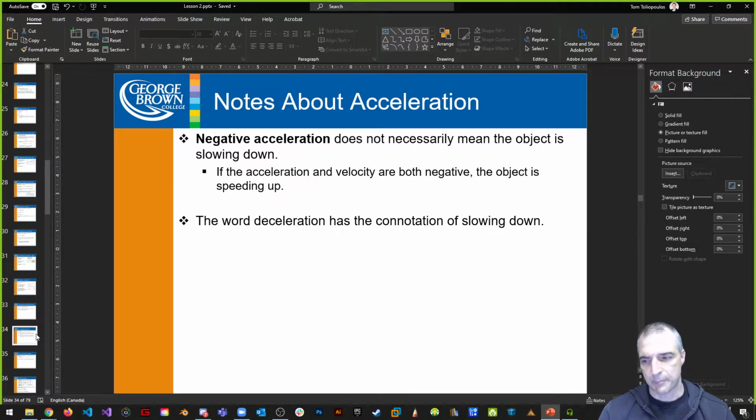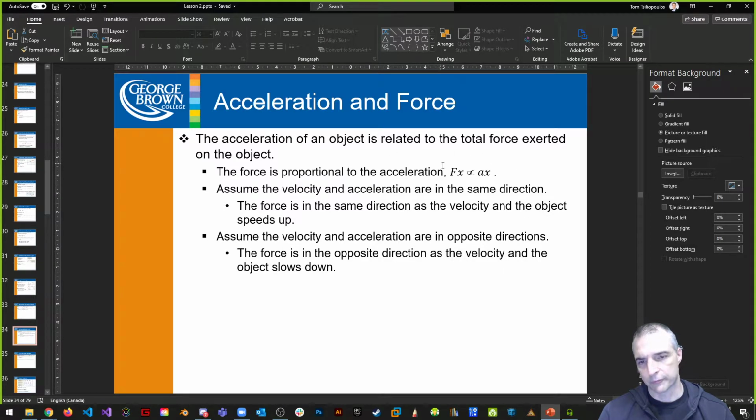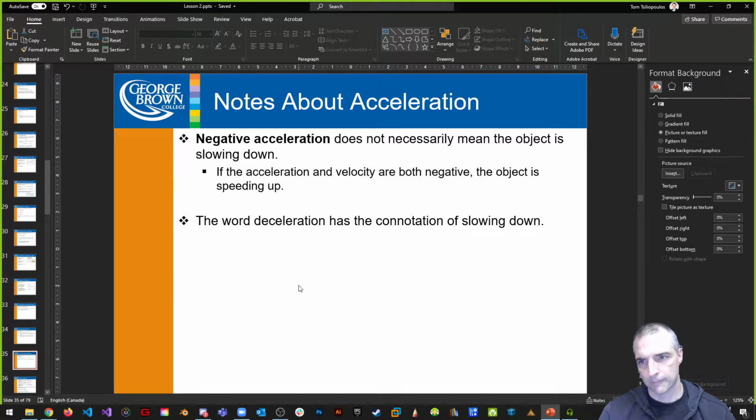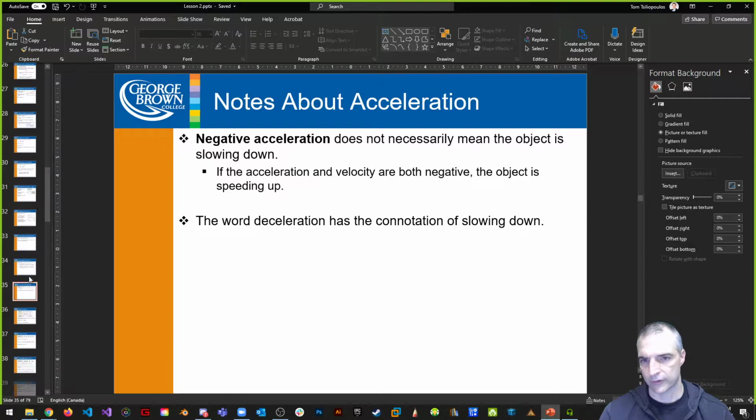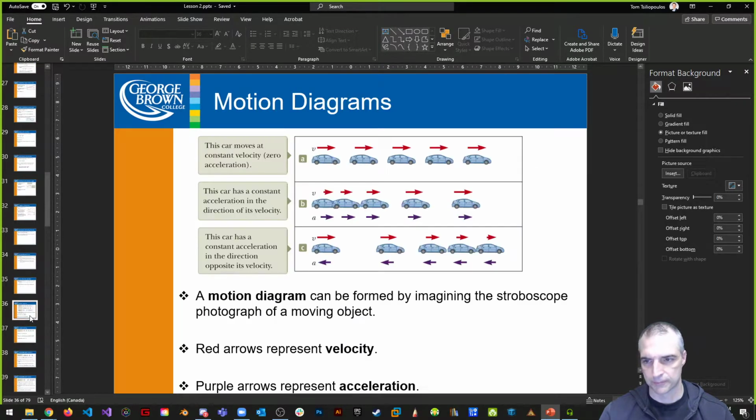So why did I tell you that? Because you're going to see relationships between force and acceleration. Negative acceleration does not necessarily mean the object is slowing down. It just might mean that it's going in a different direction. And the word deceleration has a connotation of slowing down. Physicists don't really like that too much.